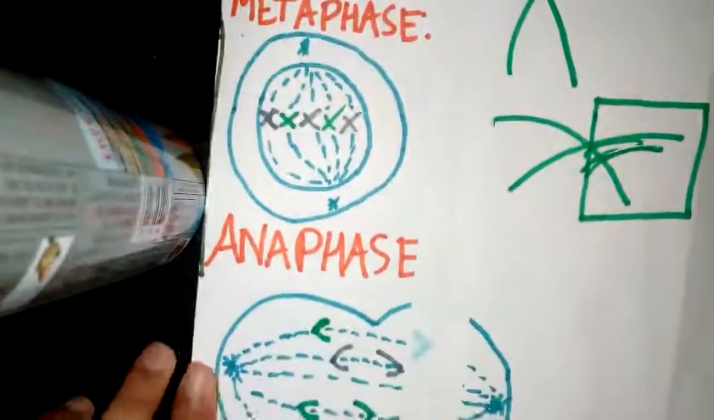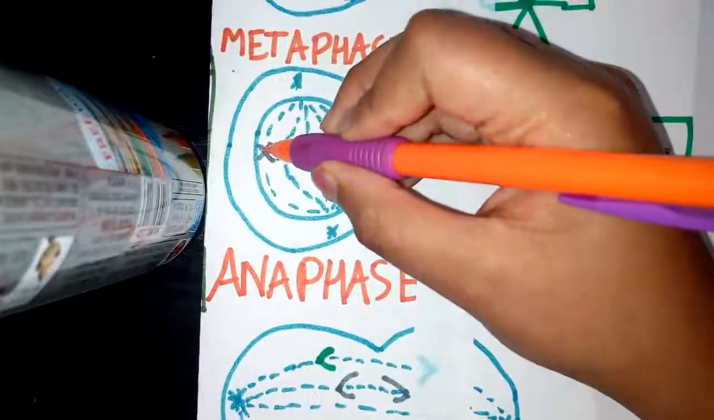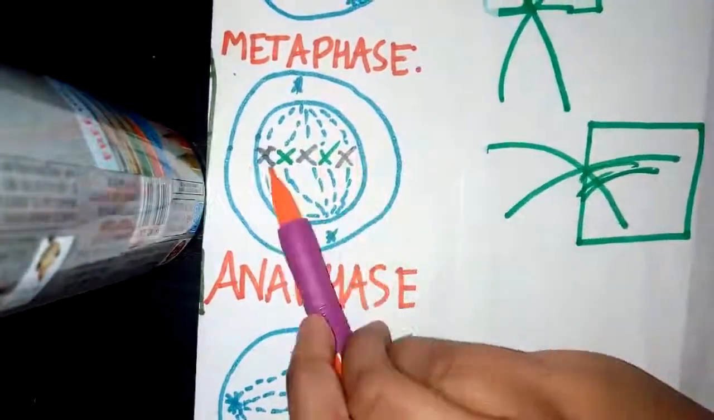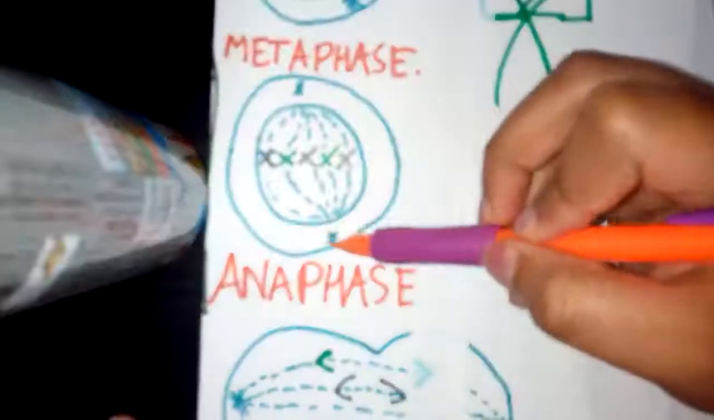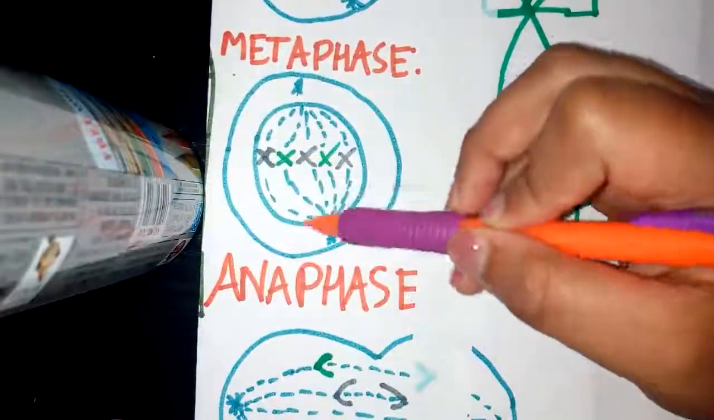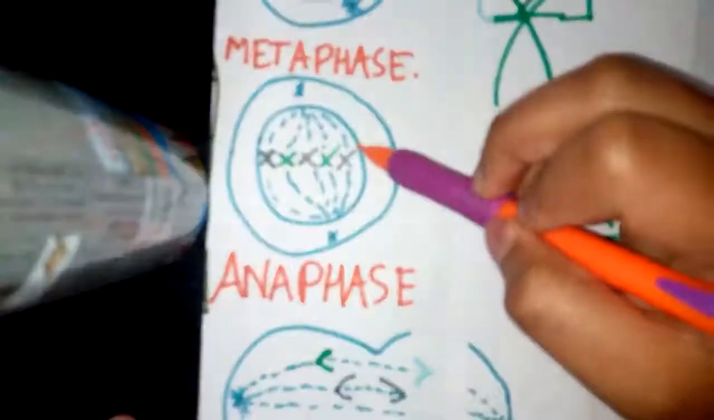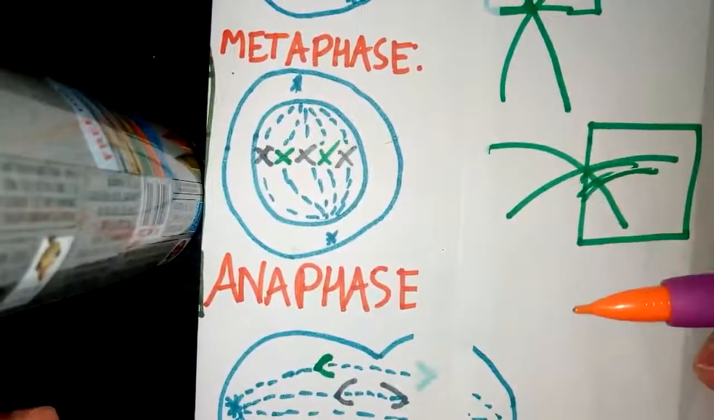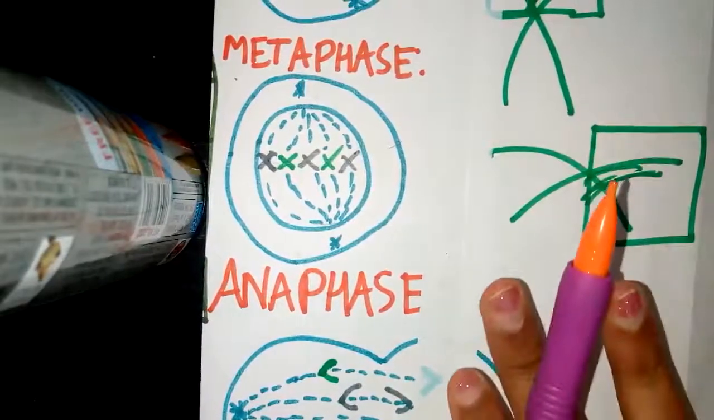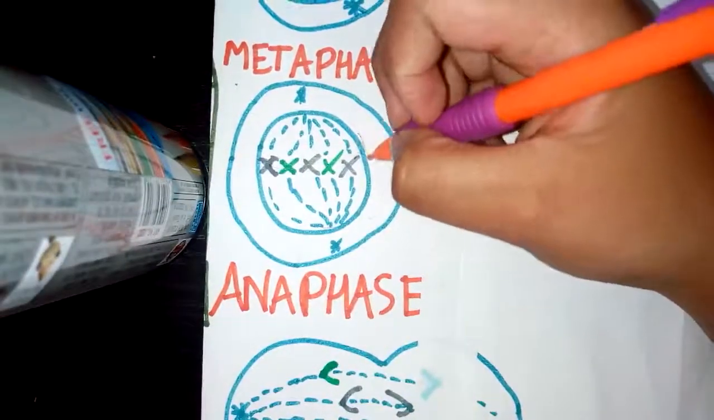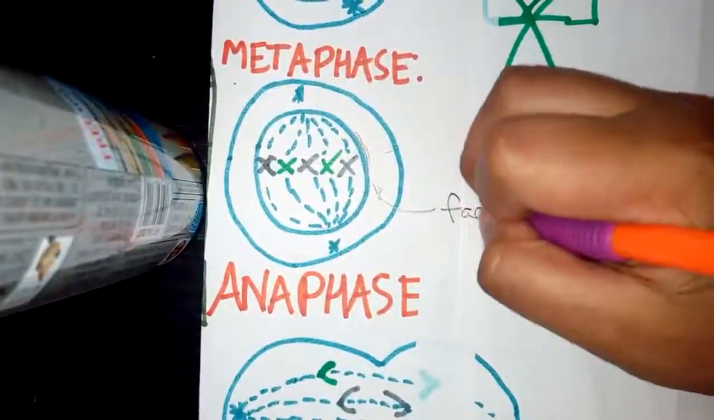Let's move on to metaphase. In metaphase, the chromosomes line up at the center. Now, I mentioned these lines, right? They line up like that according to the poles. And in metaphase, the nucleus is starting to fade away.